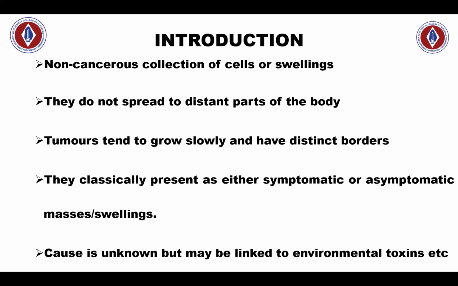As we all know, benign tumors are non-cancerous collections of cells or swellings. They do not spread to distant parts of the body. These tumors tend to grow slowly and have distinct borders. They are well defined. Classically, they present as either symptomatic or asymptomatic masses or swellings around the head and neck region. The cause is unknown, but may be linked to environmental toxins and some other factors, or even viral infections.